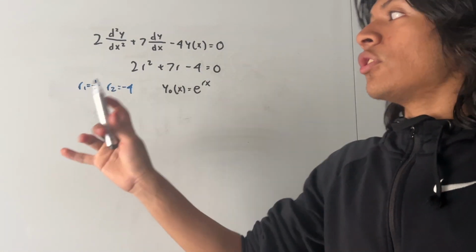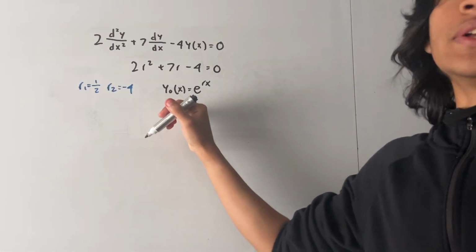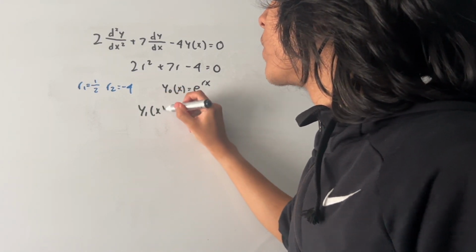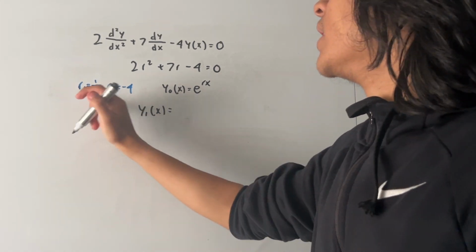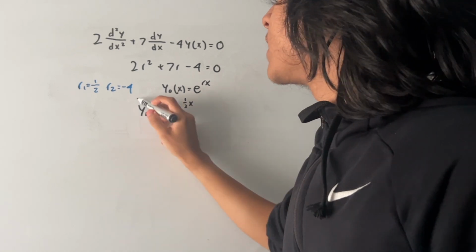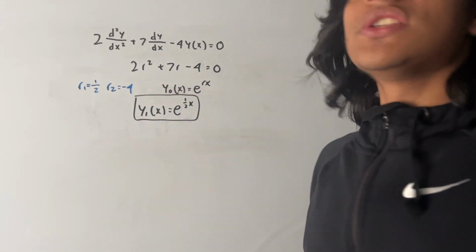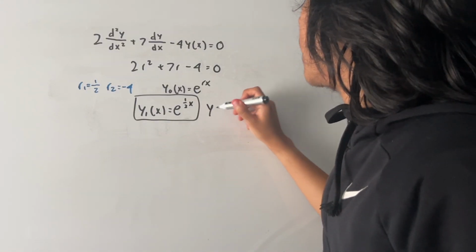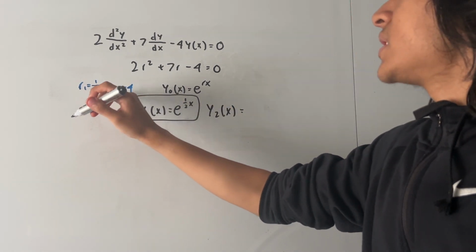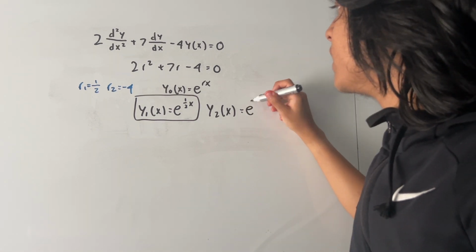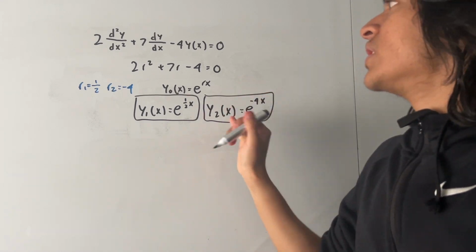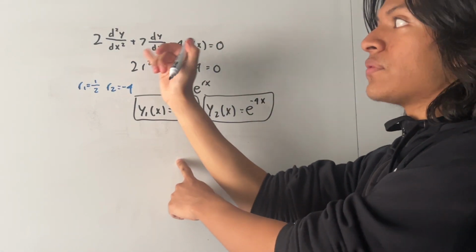Now that we have our r1 and r2 values, we can just plug it into our assumption. So our first solution for this differential equation is going to be e to the 1/2 x. So bam, that's one solution. And y2, we're going to be using r2 for this, and that's negative 4. So we have e to the negative 4x. So these are our two solutions for this differential equation.